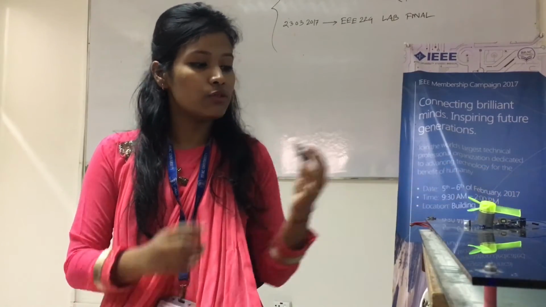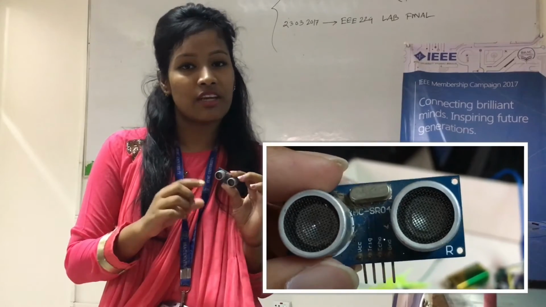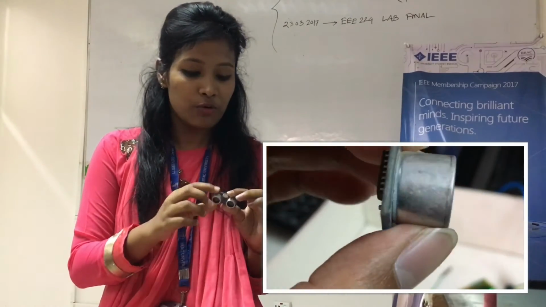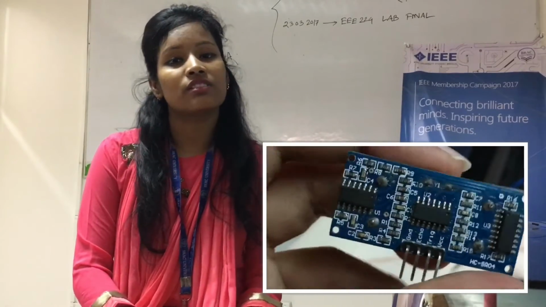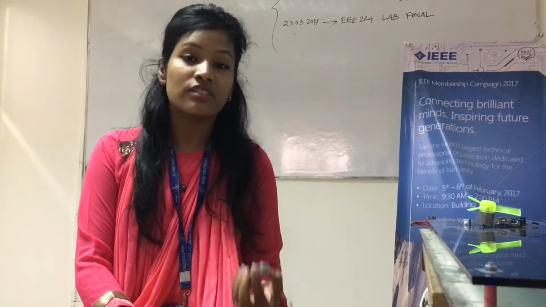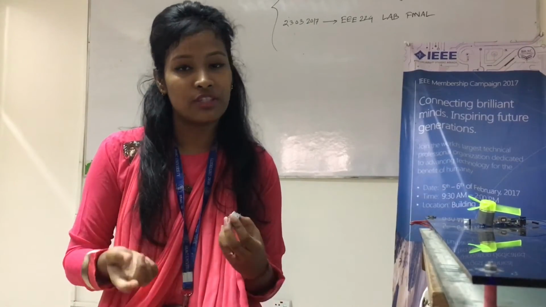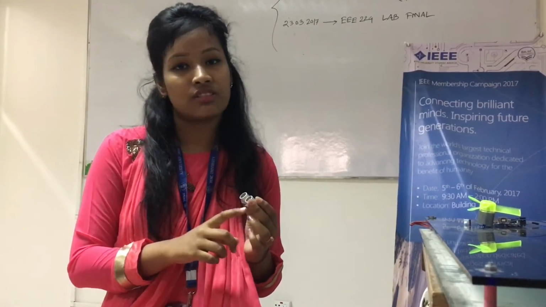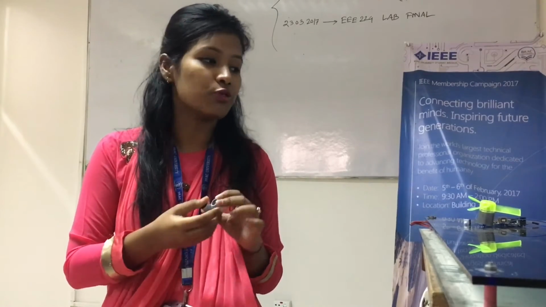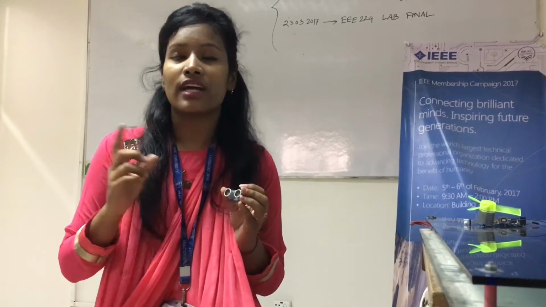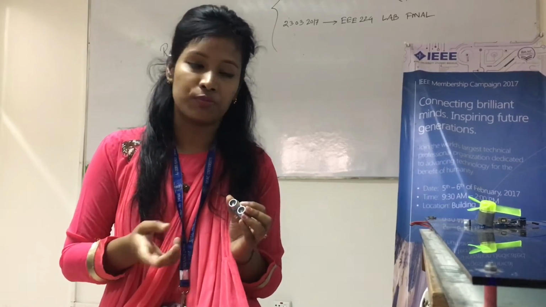Then we used this sonar. This is SMC-R04. We use this sonar to detect whether a person is coming or leaving the room. When the number of people in the room becomes 0, the sonar sends its signal to the Arduino, and the Arduino turns off all the appliances in the room.